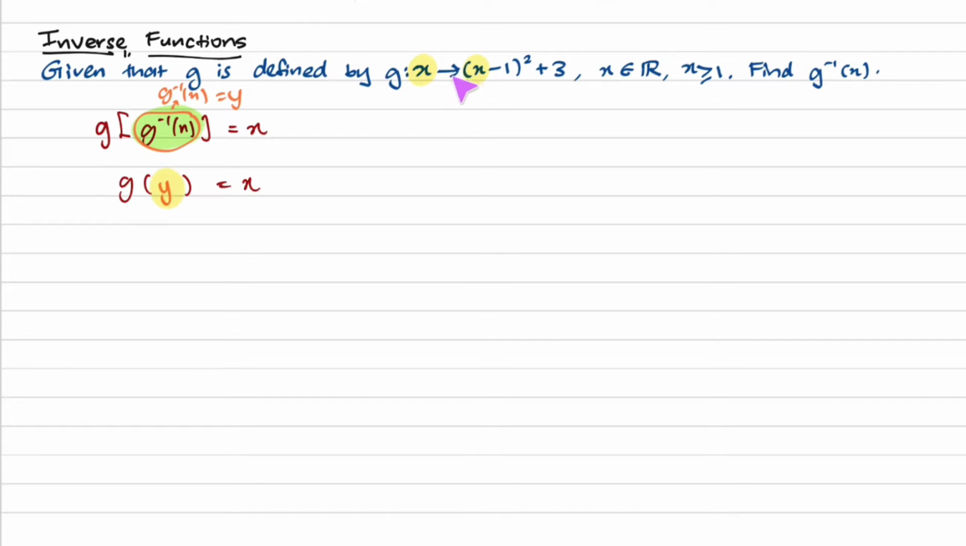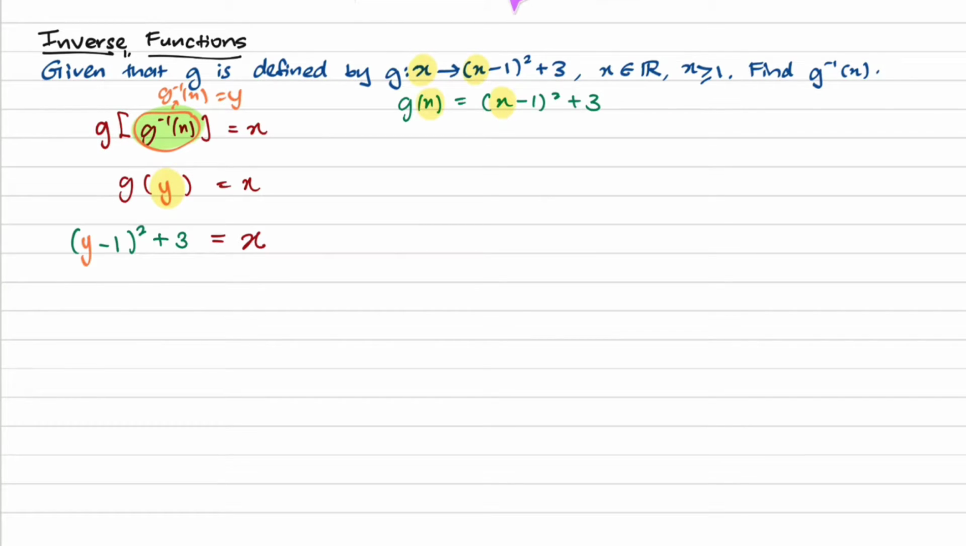Do not get confused with this arrow sign. This is just g(x) equal to (x - 1)² + 3. That's why to find g(y), we just have to replace this x with y. Let's do that now. I will start by copying everything else, this green colored writing, and then changing my x with my y. After that, on the right side, I still have equal to x.